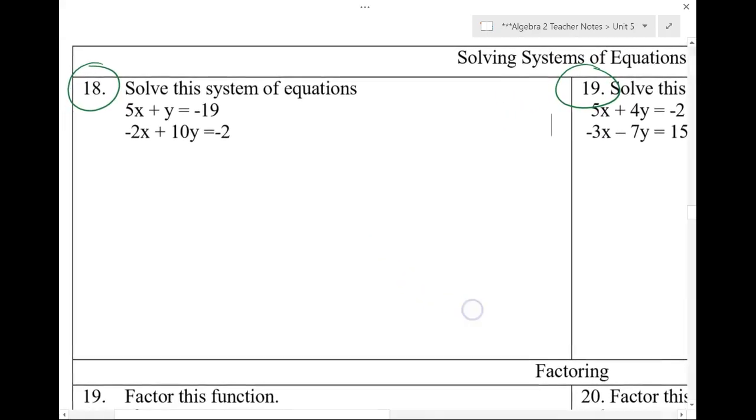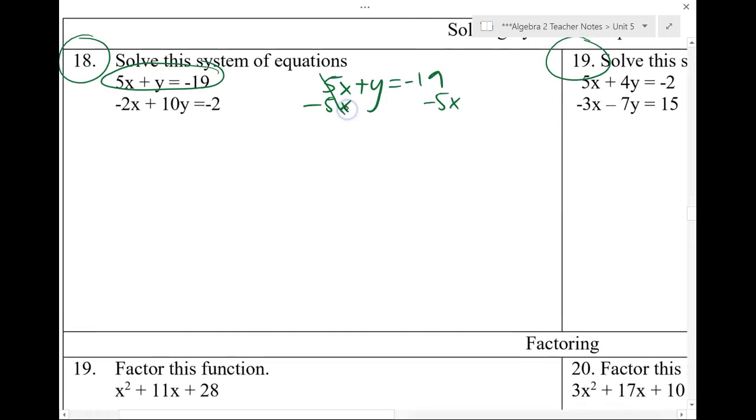For this first one, to solve by substitution, I have to take one equation and get one variable by itself. So I'm going to take this first equation and set it equal to y. In order to do that, I'll have to subtract 5x from both sides. That goes away, and then we have y on the left, and now we have negative 5x minus 19.